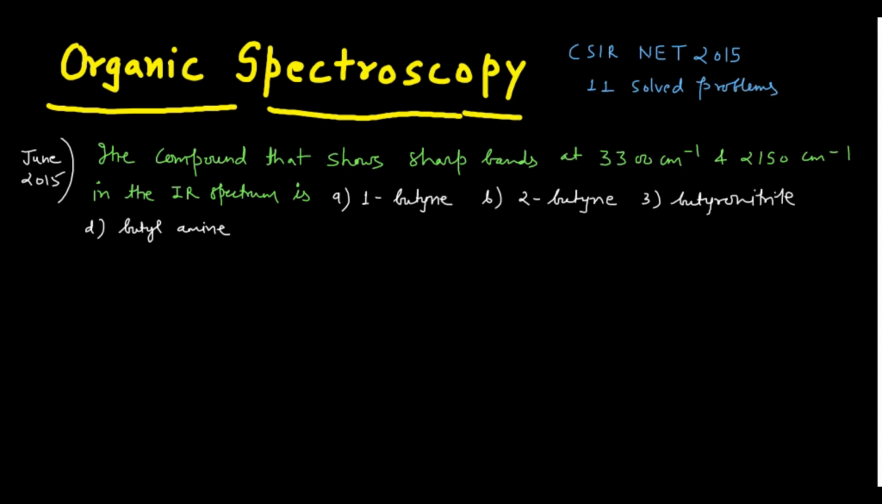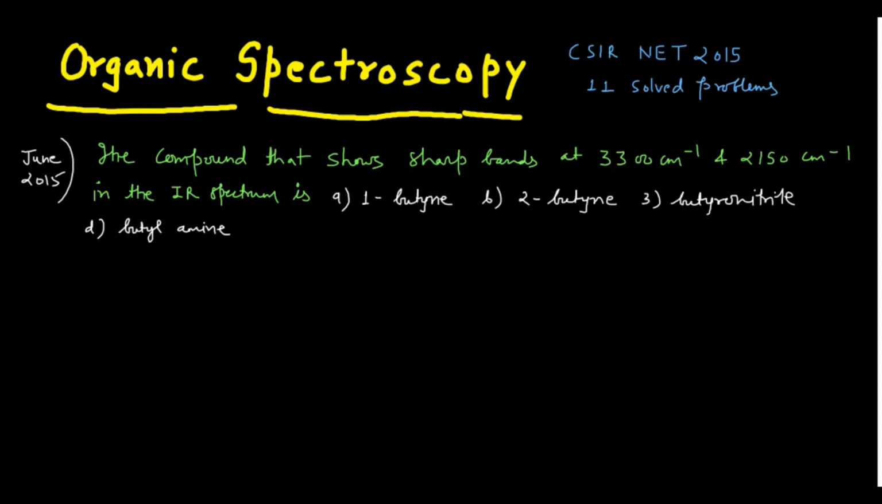My first problem is from the June 2015 examination, and the problem is quite simple. The compound that shows sharp bands at 3300 cm⁻¹ and 2150 cm⁻¹ in the IR spectrum, and you have been given four options. This question tests your knowledge about IUPAC nomenclature, how to draw the structures, as well as IR spectroscopy. So how can we solve that?